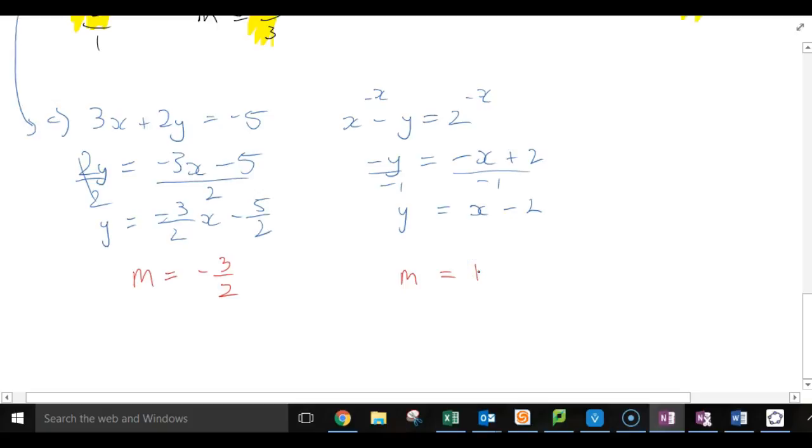Now you have to look, do they have the same gradient? No, so they're not parallel. Do they have negative reciprocal gradients, which means they're perpendicular? And the answer to that is no as well. The reciprocal of 1 is 1, and if you make that negative, it's not going to change anything. So these are neither.